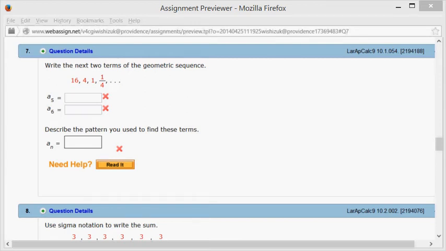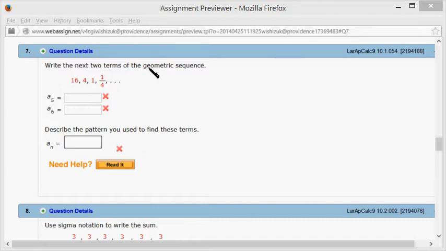Okay, let's look at homework 10.1, 10.2, problem number 7. We have this sequence given, and we want to find the 5th term, the 6th term, and also the nth term. So let's do that. We just have to figure out a pattern.